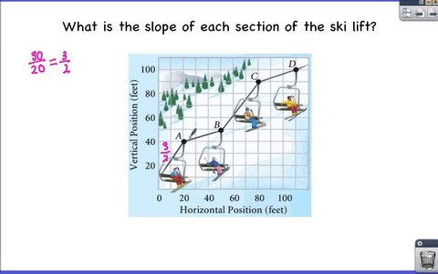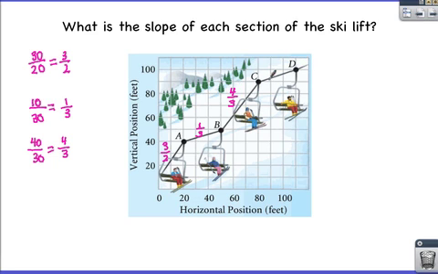Now to get from point A to point B, we're going from 40 to 50 for our rise, which is a change of 10. And then our run is going from 20 to 50, which is a run of 30. And so the slope is 1/3. From B to C, our rise goes from 50 to 90, which is a change of 40, and our run goes from 50 to 80, which is a change of 30. So our slope is 4/3.